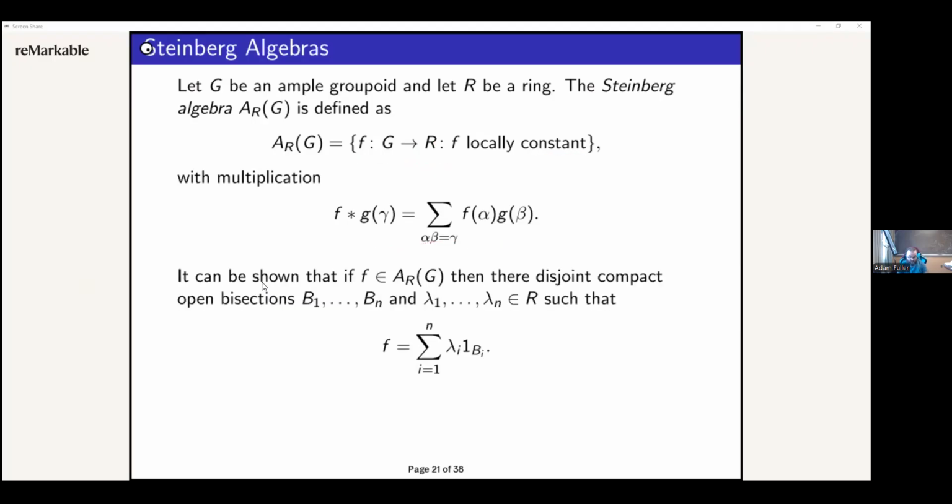Another way to describe the Steinberg algebra is that this locally constant condition means that any element is a linear combination of just the characteristic functions on bisections. And the multiplication here would be just the product of the sets, where that product exists. So this is a very useful description of the elements of a Steinberg algebra, which you don't have in the C-star algebra setting.